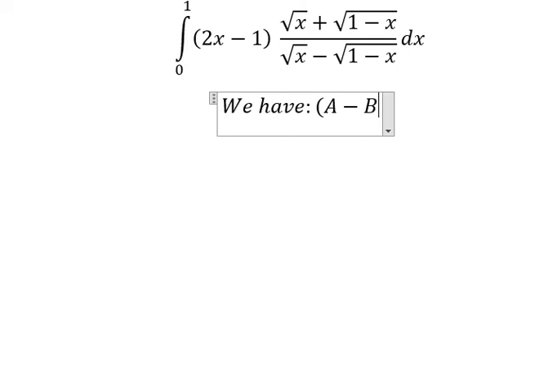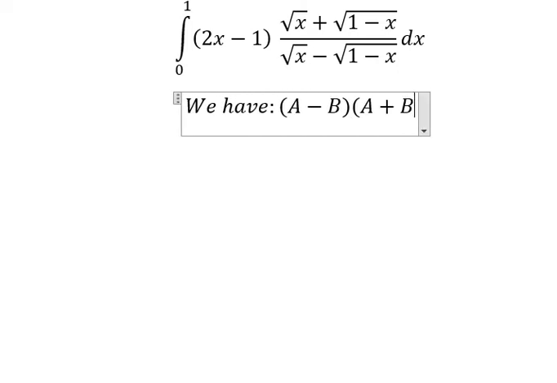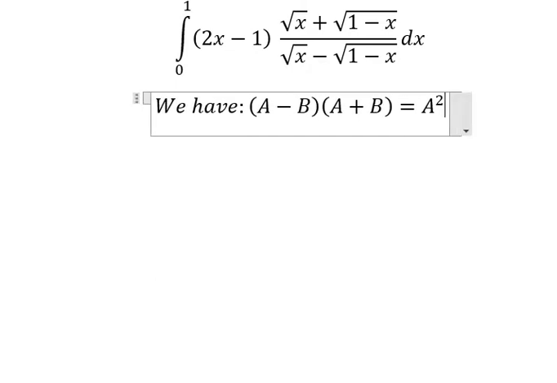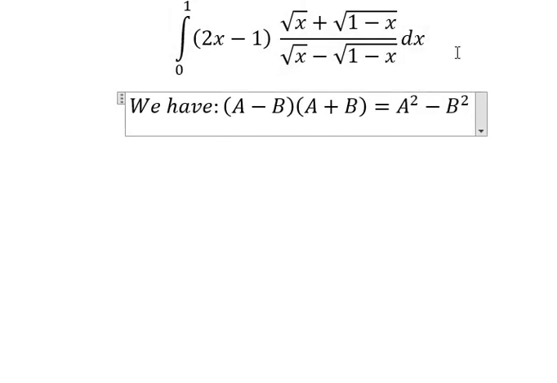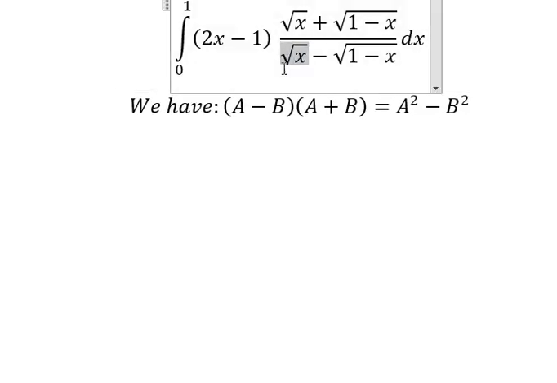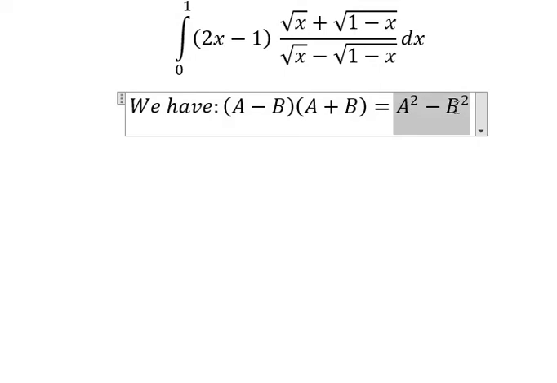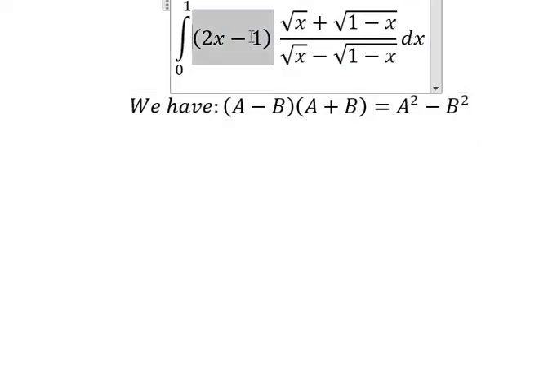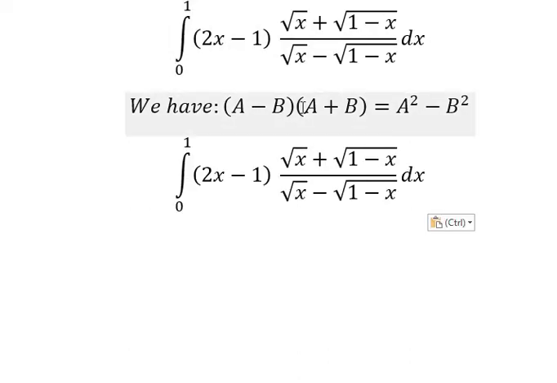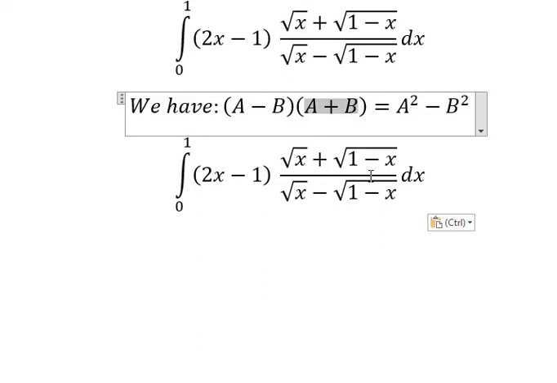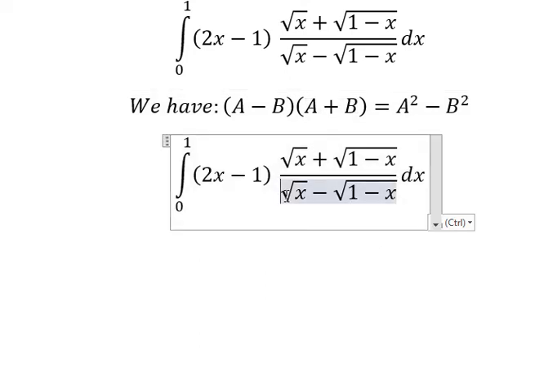(a minus b) multiplied by (a plus b) equals a square minus b square. So this one is a, this one is b. We need to create a square minus b square so that we can cancel the 2x minus 1. So to do this, we need to multiply by a plus b on the numerator and denominator.